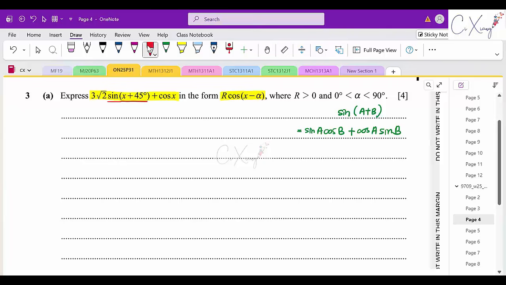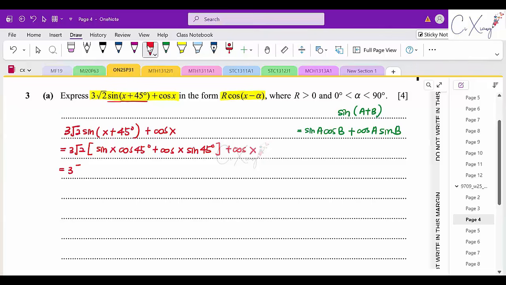Alright, so let's start. I'm having 3 square root of 2 sine(x plus 45 degrees) plus cos x. So first step, I expand the sine(A plus B). So sine(A plus B) is what? Sine A cos B, then plus cos A sine B, plus cos x.